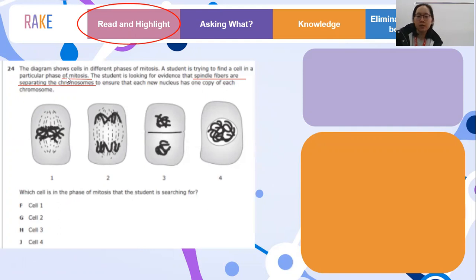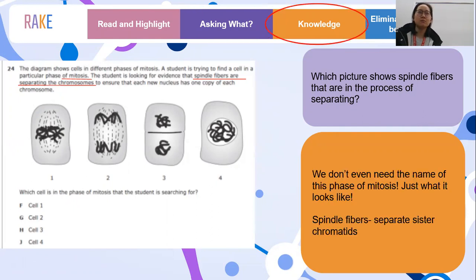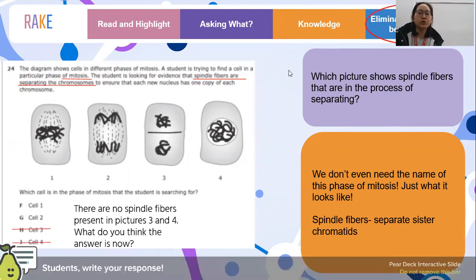So we're talking about a particular phase of mitosis, and the description of that phase says the spindle fibers are separating the chromosomes. Okay. What is the question actually asking? Well, it's saying which picture is showing the spindle fibers in the process of separating the chromosomes. What does that mean? Well, logically, or if you need a little help, you can glance at the notes sheet. It's saying that you just need to know that the spindle fibers are separating sister chromatids. I don't even need to know what phase that technically is called, but I do know that it is anaphase. So therefore, we can eliminate and choose our best answer.